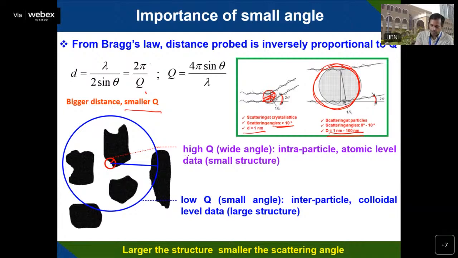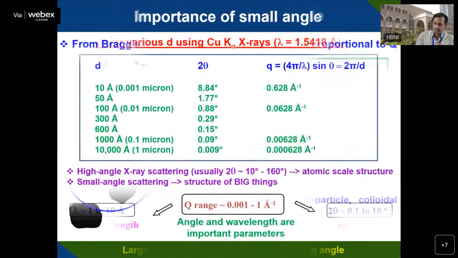You can see here, at high Q, that is wide angle, the normal X-ray diffraction technique, you will see atomic level data. But in case of low Q, that is small angle, q is directly proportional to theta, and inversely proportional to lambda. So you have a small angle, so you have a low Q, and you'll get information about the whole structure. So the larger the structure, the smaller the scattering angle you have to take.